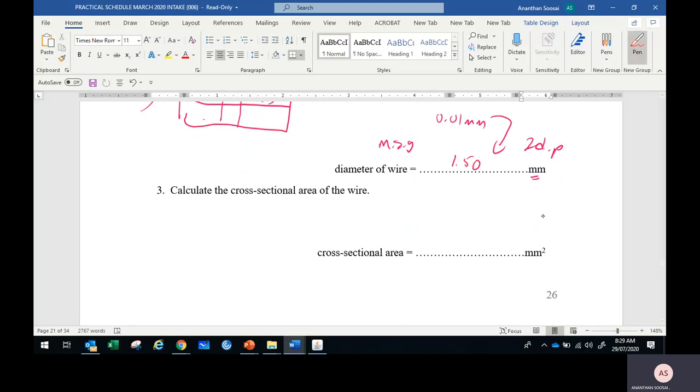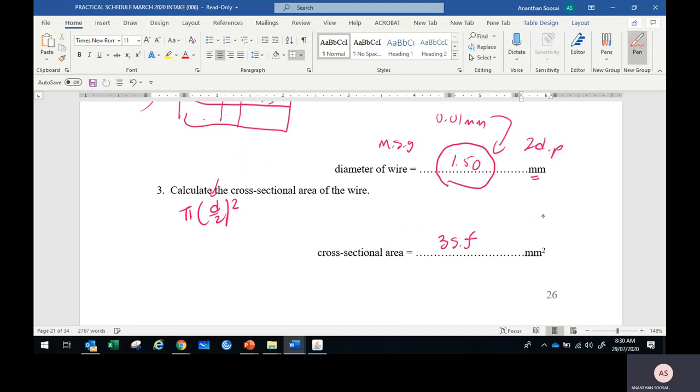Okay, next, cross-sectional area. Of course, use pi r squared or pi d over 2 squared to get your answer, in mm squared. For significant figures, go for the least significant, check the data, how many significant figures. I think you can go for 3 significant figures. Actually, the rule is the least significant. What is your diameter's significant figure? If you go 1.50, it's going to be 3 as well.